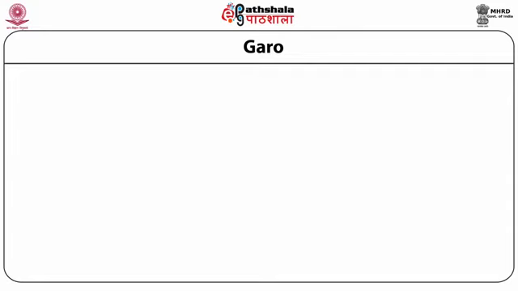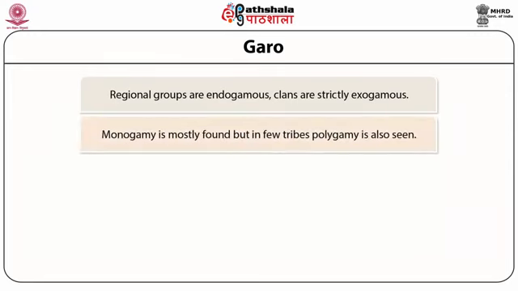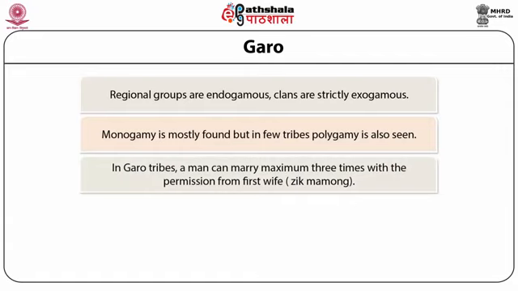Though the mother is the person in supreme command in a Garo family, the father is responsible for the subsistence of family members. A sharp division of labor is found to exist in a Garo family. Regional groups are endogamous in nature, but the clans are strictly exogamous. Monogamy is common among the Garo, but polygamy is also prevalent in some places. Among the Garo, a man can marry a maximum of three times with the permission of the first wife, and his second wife must be the elder sister of the first wife.